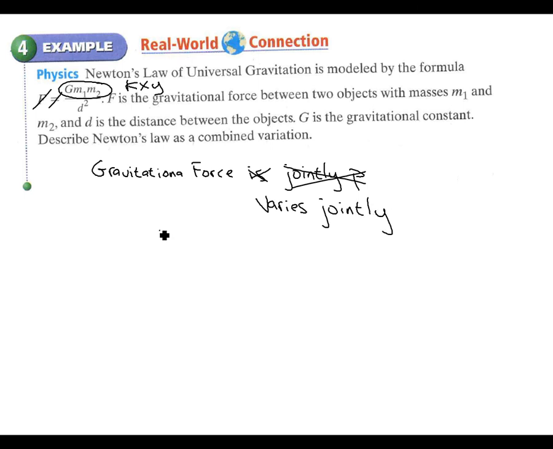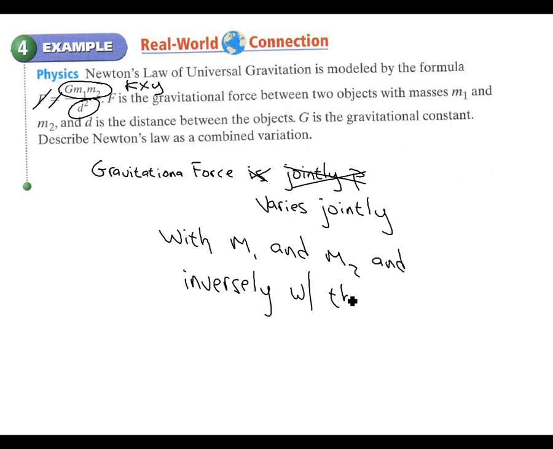Varies jointly with M1 and M2, and inversely, so now we're on the bottom, with the square of D. With the square of the distance.